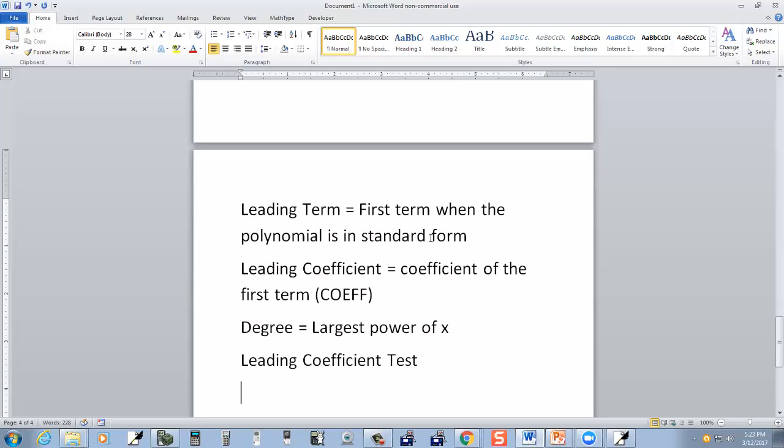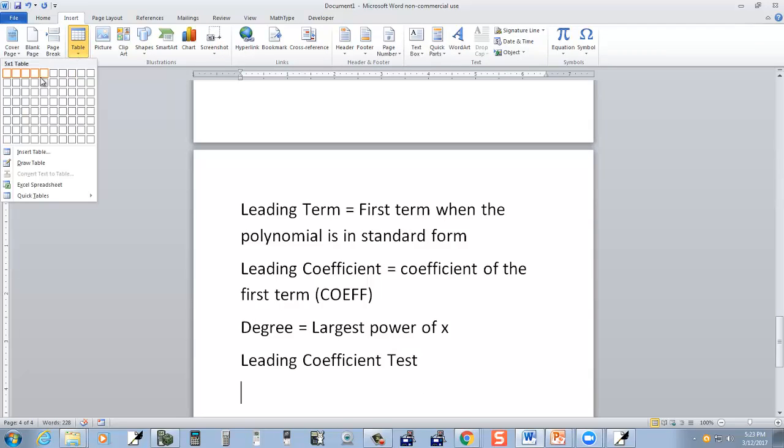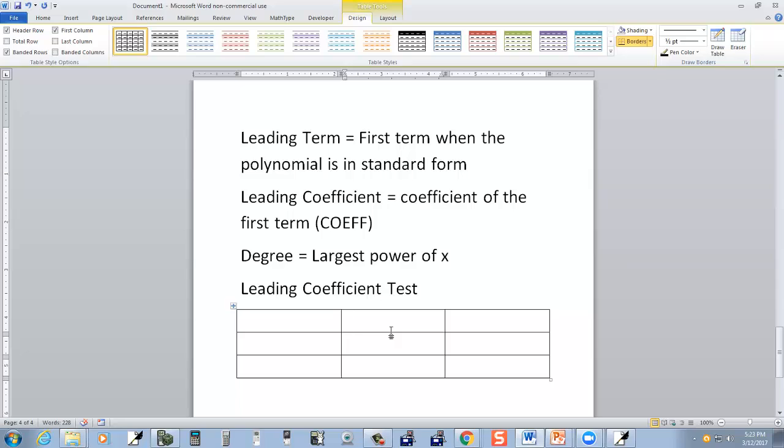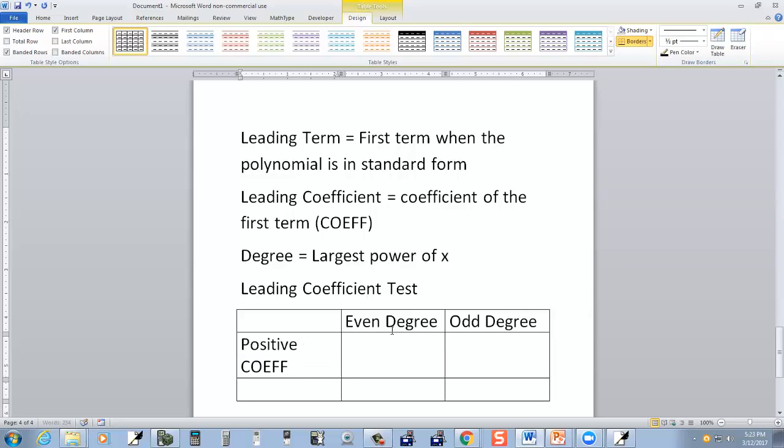Now we have the leading coefficient test. And this tells us the end behavior. What's it doing as it goes clear to the left? What's it doing as it goes clear to the right? Now we can have an even degree. We can have an odd degree. Those are our two possibilities. You can have a positive coefficient. You can have a negative coefficient.